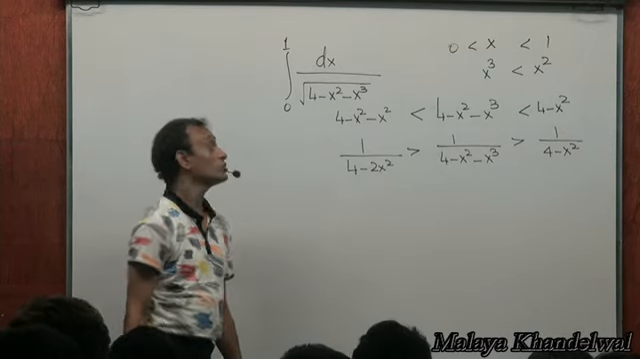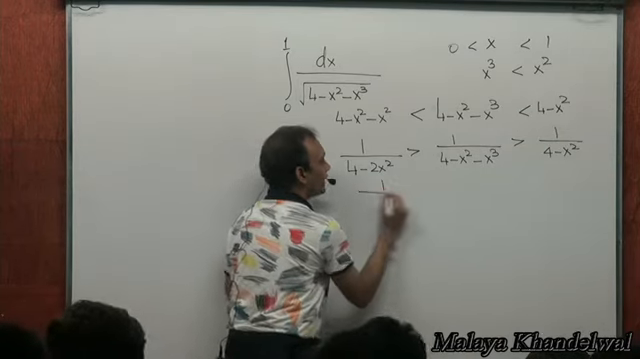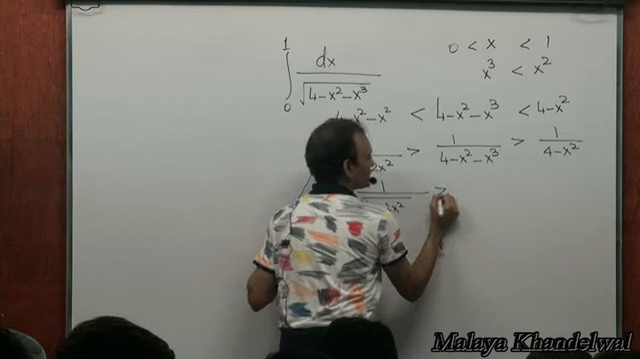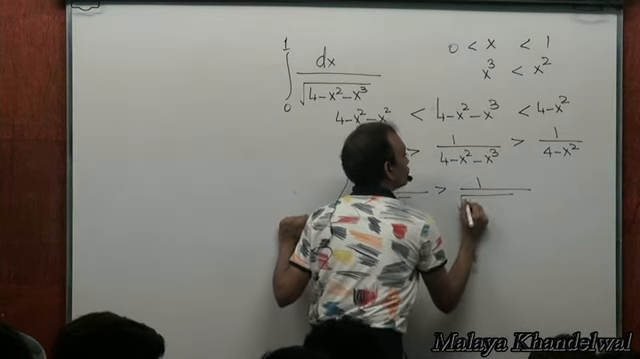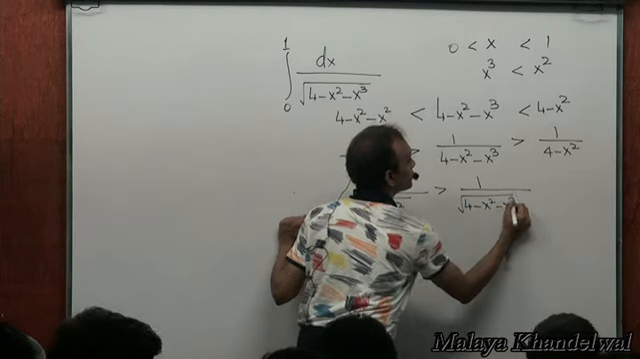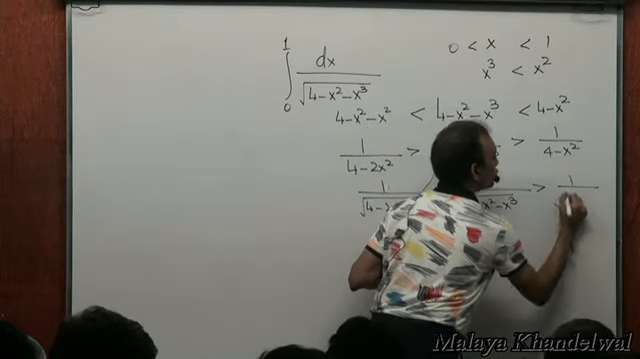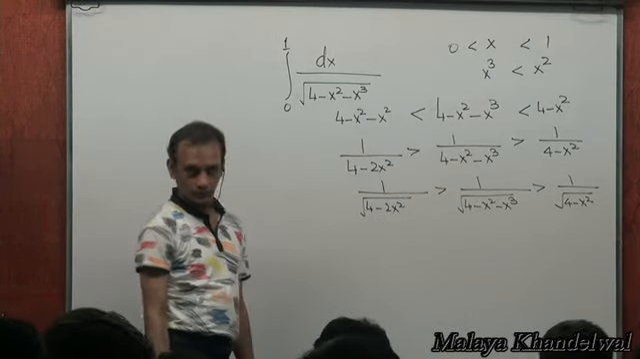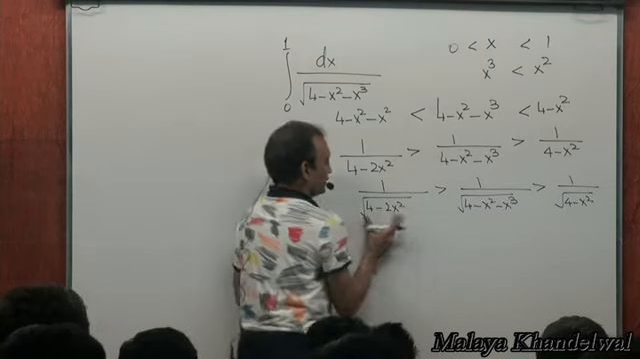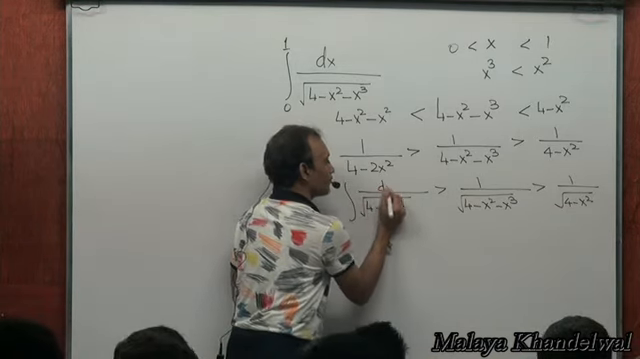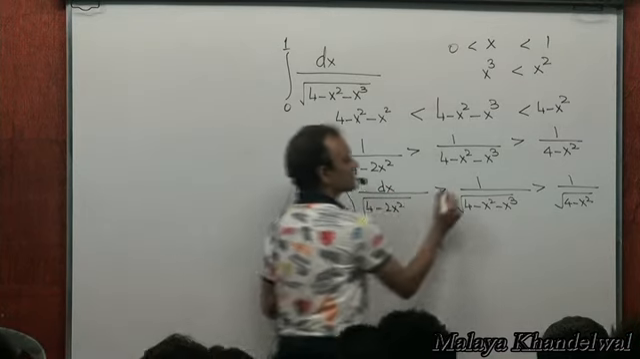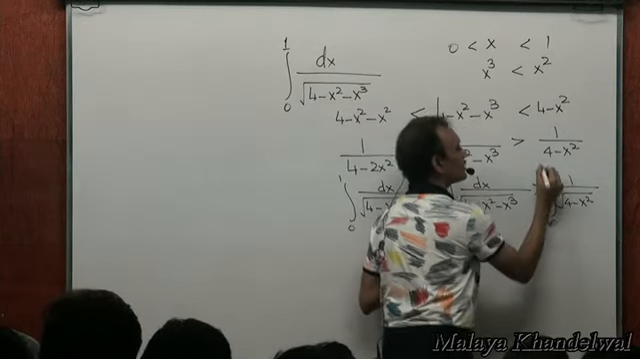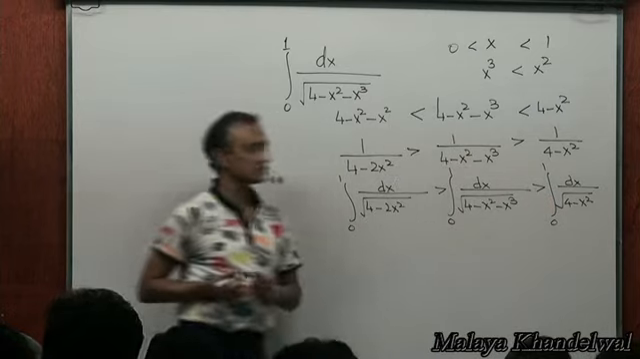Yes or no? Take their square roots. So 1 by root 4 minus 2x squared will be greater than 1 by root 4 minus x squared minus x cubed, which will be greater than 1 by root 4 minus x squared. Isn't it? Now in the interval 0 to 1 then, this is greater than this.